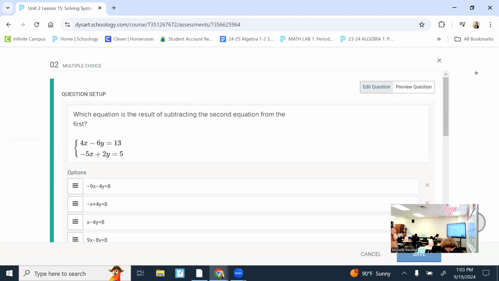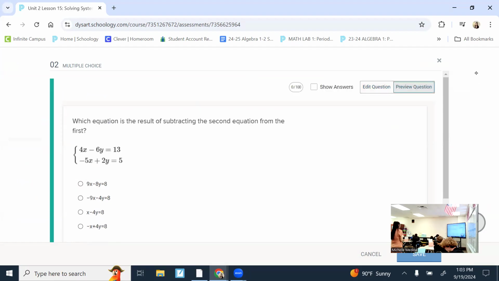Which equation is a result of subtracting the second equation from the first? And if you remember, when we did translating expressions, "from" is a switch word. So that means we're doing the first equation minus the second. It was the other way around. We are doing the top one minus the bottom one.